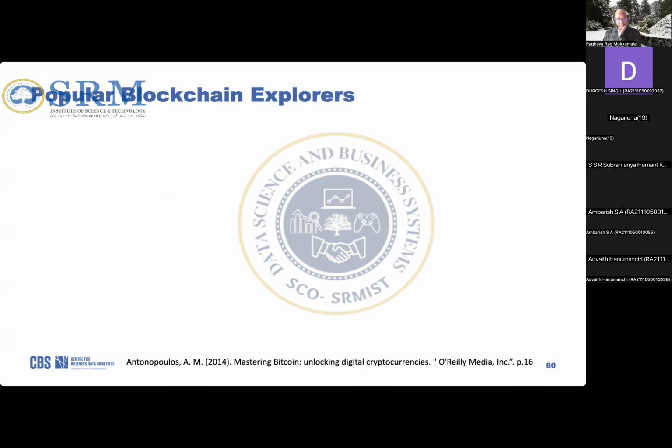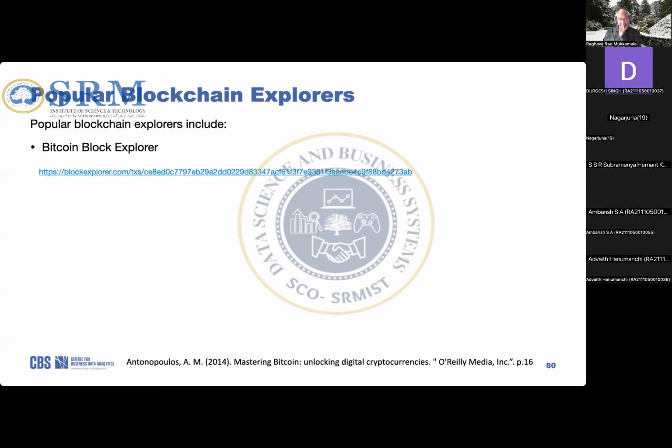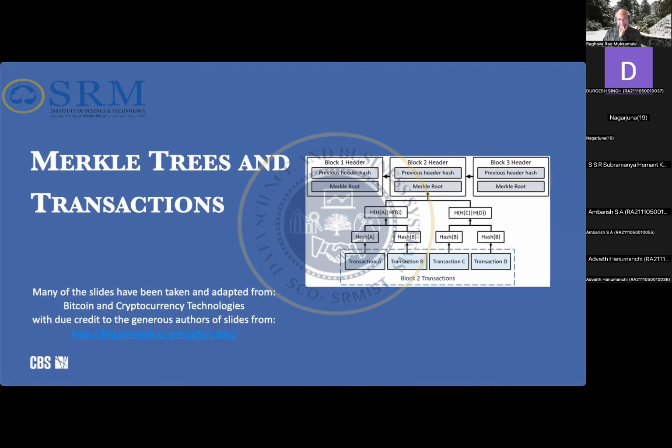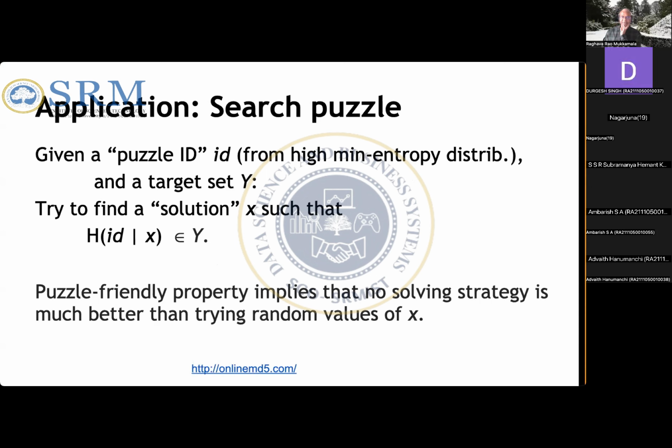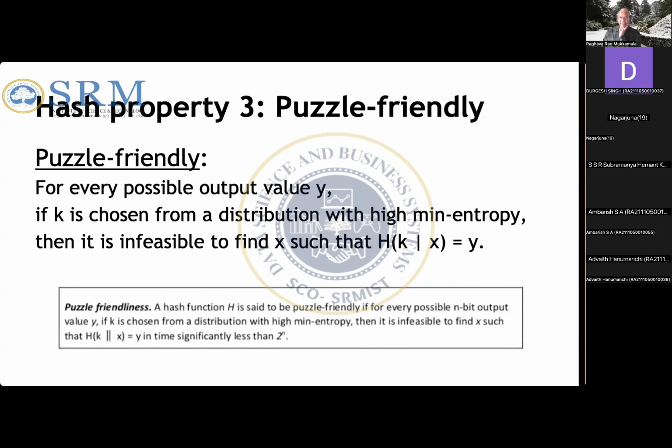So let's stop it, because understanding hashing is quite important because a lot of foundations are built over the hashing, right? Like the puzzle friendliness and why somebody cannot simply create a block with the target thing, and these are important. So let's stop here and continue next time.